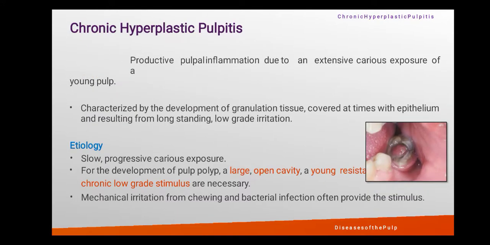Then coming to another disease of the pulp, called chronic hyperplastic pulpitis. It is a productive pulpal inflammation due to an extensive carious exposure of the young pulp, characterized by the development of granulation tissue, at times covered with epithelium, resulting from long-standing low-grade irritation. This is characteristically seen in young patients, where the body has a good immune response and there is a low-grade infection or irritation. So there you can see a pulp polyp. Etiology: slow progressive exposure, large open cavity, a resistant pulp, and low-grade stimulus.